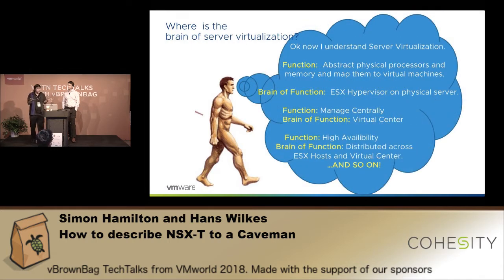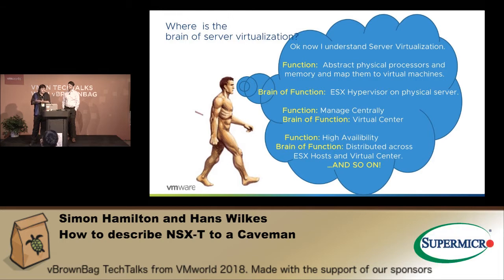Okay, we understand server virtualization. We've already done this. One example function: abstract physical processors and memory and map them to virtual machines. We understand that. That's been around for years. What's the brain of that function? Well, it's the ESX hypervisor on a physical server. Well, the function, manage it centrally. What's the brain of that function? Well, that's Virtual Center. Well, the function, high availability. What's the brain of that function? Distributed across ESX hosts and Virtual Center and so on.